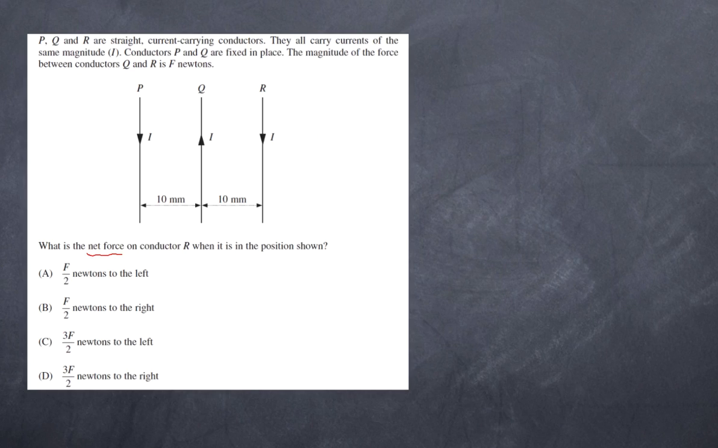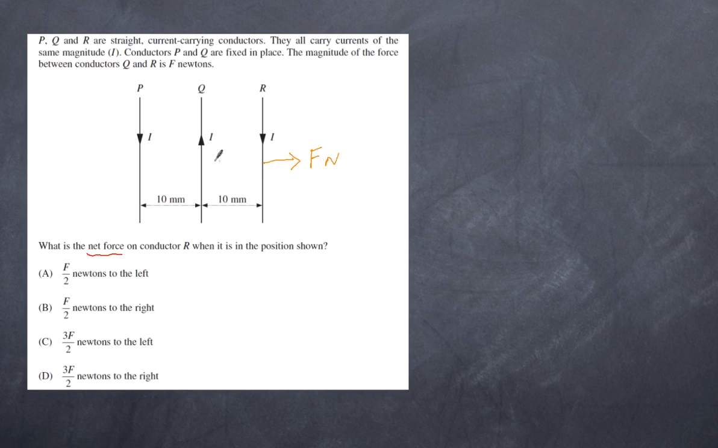All right, so the first thing is we understand that Q and R are in opposing directions. So Q is going to apply a force on R. It is going to be a repulsive force because they're in opposite directions, and that is going to be equal to F newtons. So we know that already.